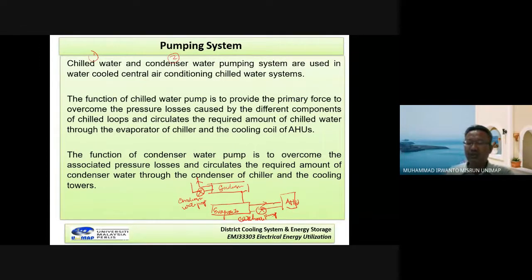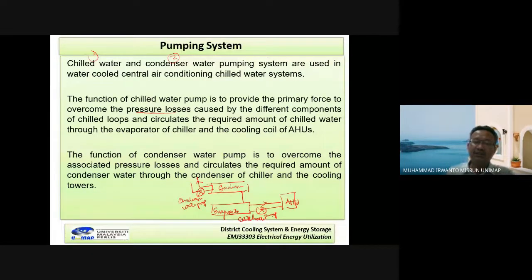To flow the chill water through this pipe, there are some types of losses, which we can also call friction losses. We want to discuss this one in detail. It is the chill water pump, and then the condenser water pump.